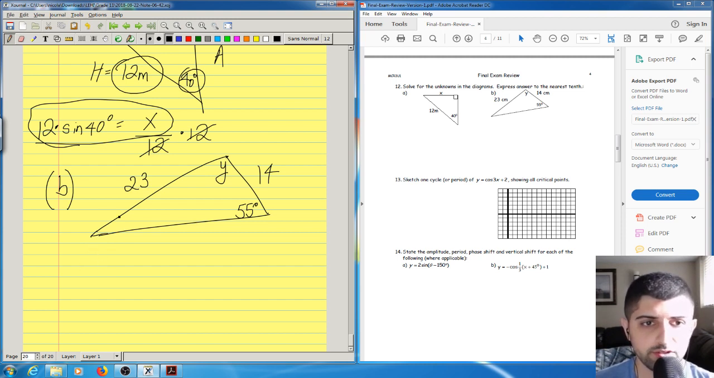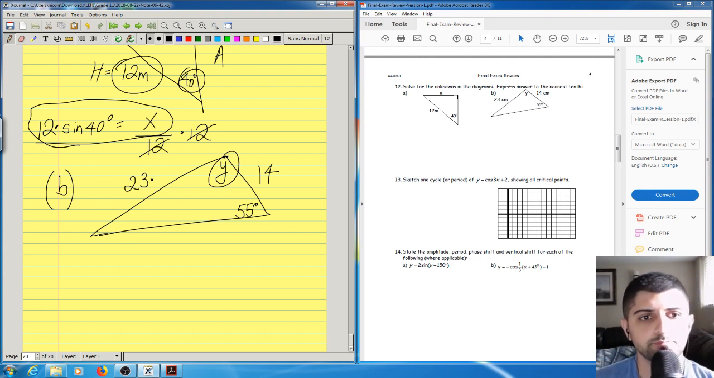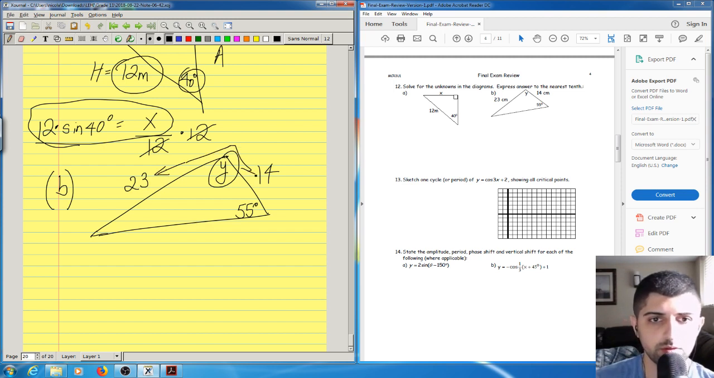Now, the cosine law says that if you've got an angle, which is now y, remember x was the side length in the previous question. Now it's an angle. And if the angle is contained between two side lengths, then I can use that to hopefully find y.